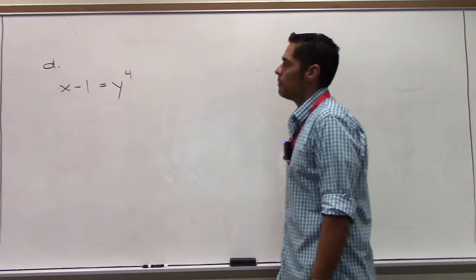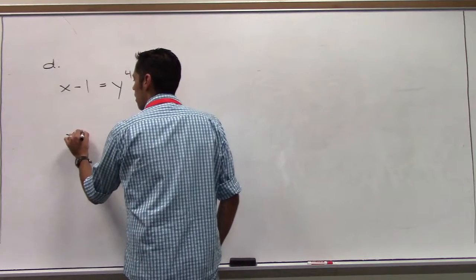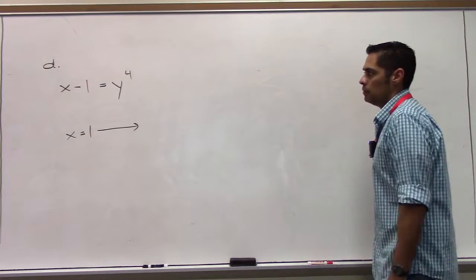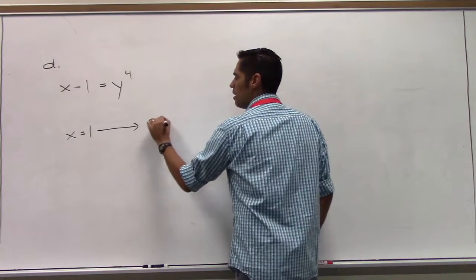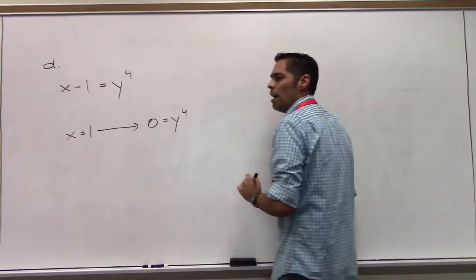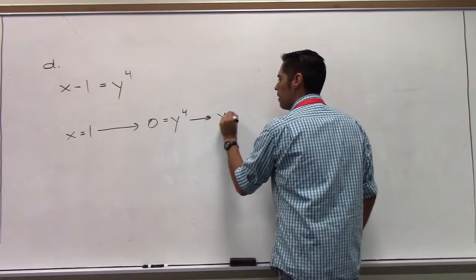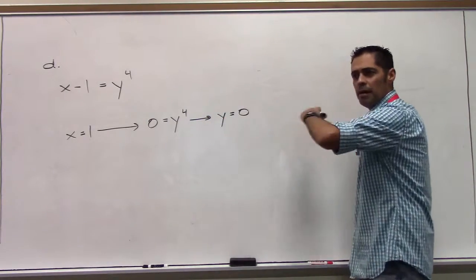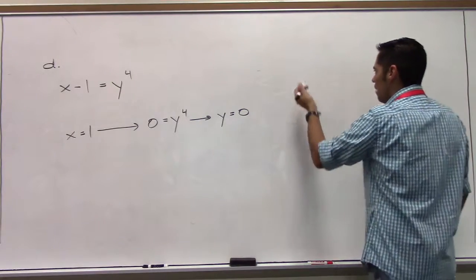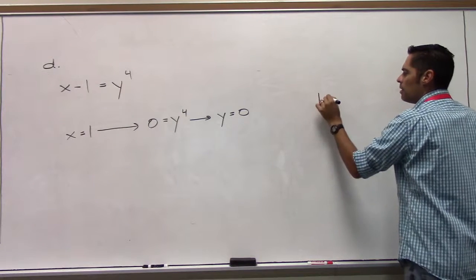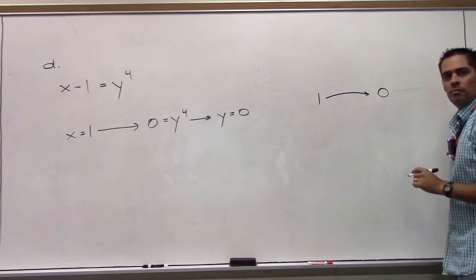Okay, you want me to plug in 1. If I plug in 1, that's going to create 0 equals y to the 4th. So what's y then? The only thing y can be is 0, right? Are you following my arrows here? In my picture, if I drew my little domain and range, I would have 1 goes to 0.